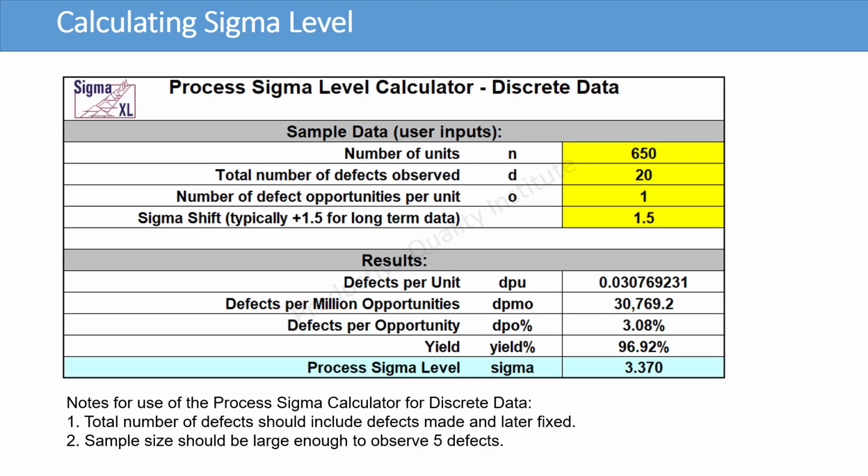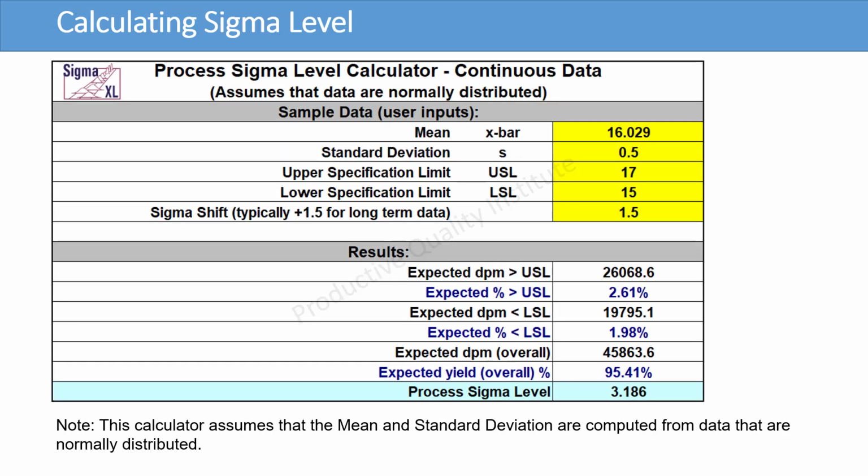The template gives the following example for discrete data. Notes for use of the process sigma calculator for discrete data. Total number of defects should include defects made and later fixed. Sample size should be large enough to observe 5 defects. The template gives the following example for continuous data. Note that this calculator assumes that the mean and standard deviation are computed from data that are normally distributed.